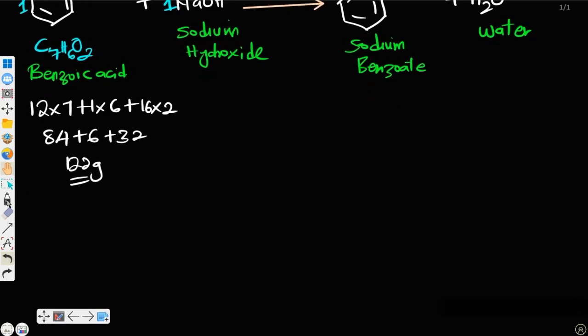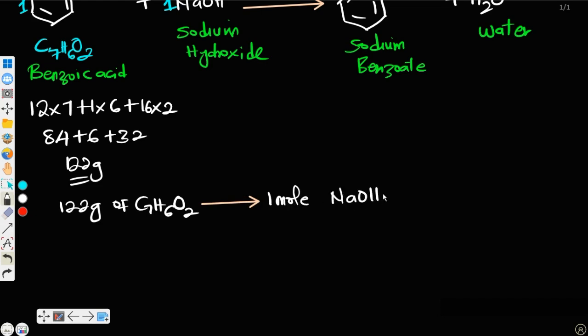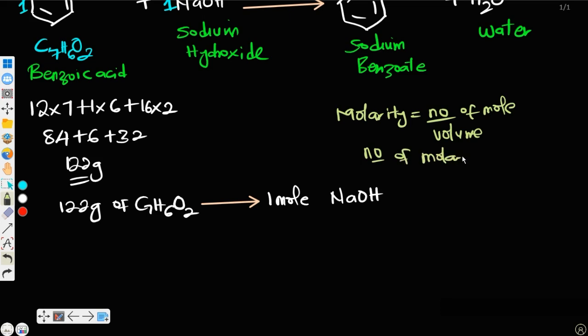So writing the equation of the milli equivalent, how to get the milli equivalent, we are now going to say that 122 gram of C7H6O2 reacted with 1 mole of what? Sodium hydroxide. But I told you that this 1 mole, you can actually convert it to other concentration, because we say molarity is number of moles over volume, right? This 1 mole you have here is your number of moles. So number of moles is equal to molarity times volume.